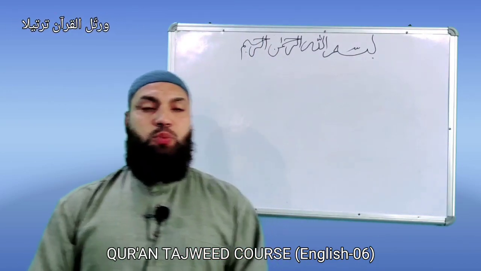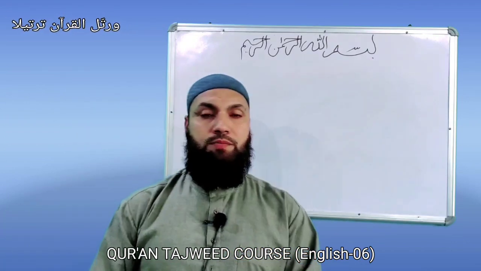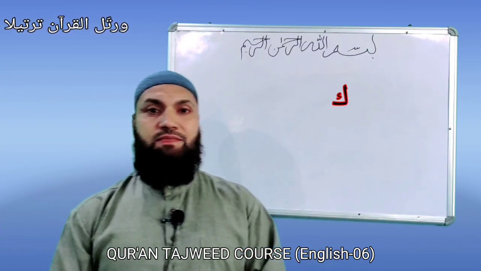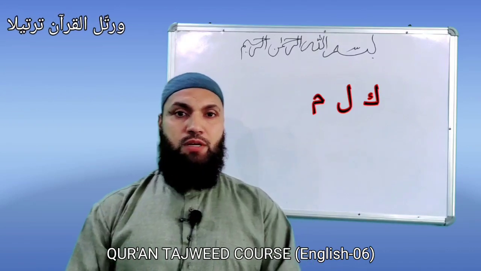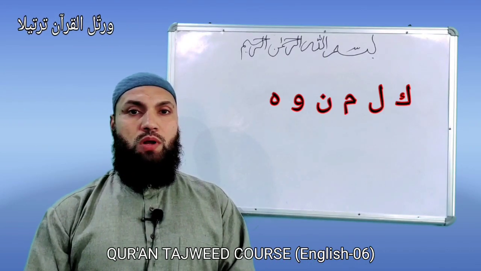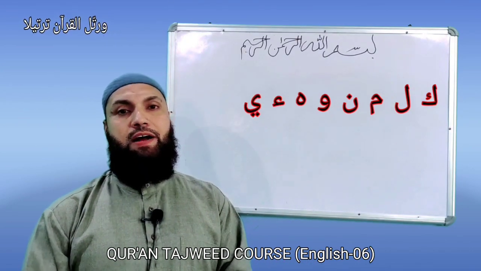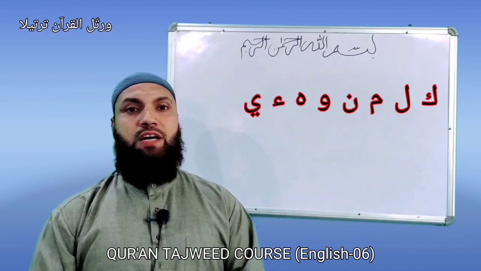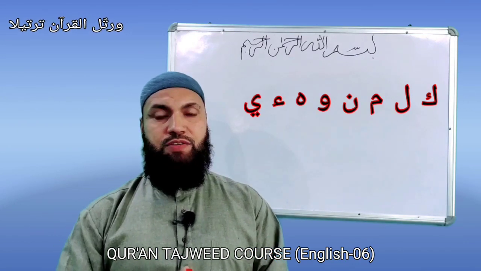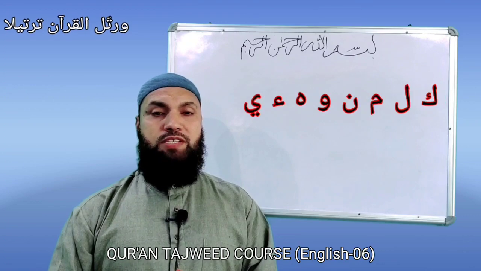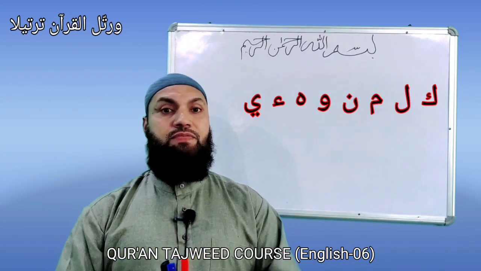The next letters that we have to learn about are Kaf, Lam, Mim, Noon, Waw, Ha, Hamza and Ya. So these are the last 8 letters of Arabic alphabet. Out of these 8 letters, 6 letters are friendly.